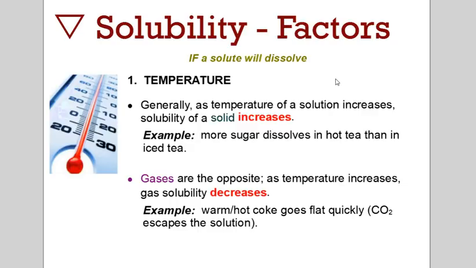Think about a soda. If you leave it in your car for just a little while, all the gas that's been placed into that solution tends to escape the solution rapidly.